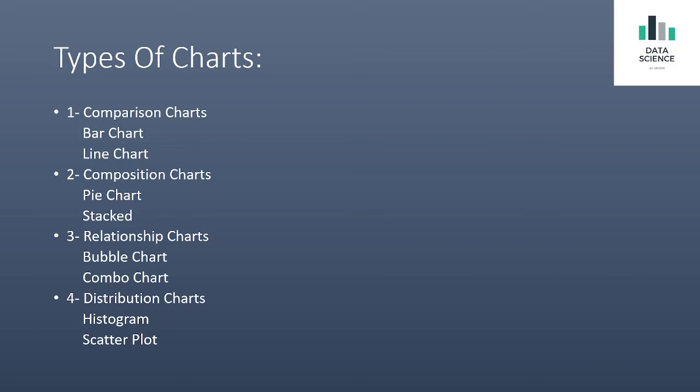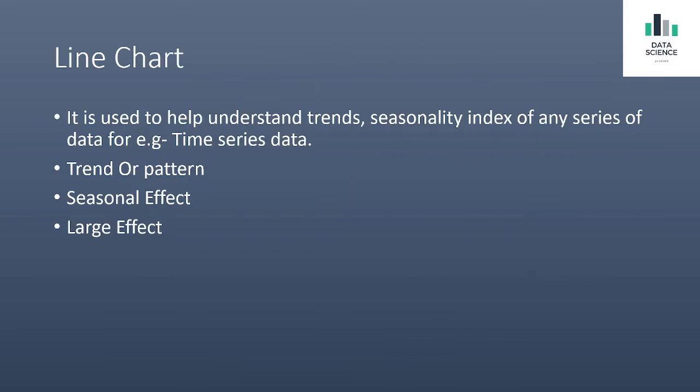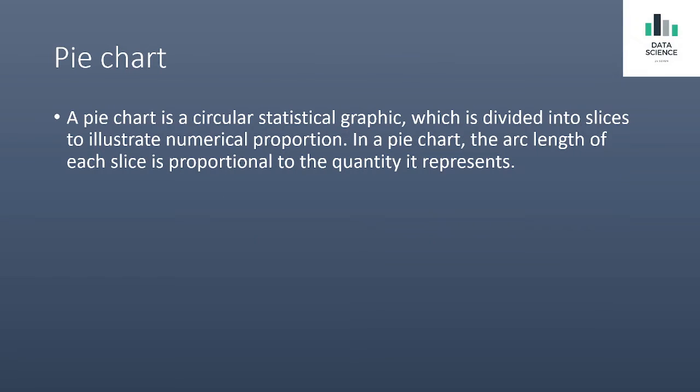Okay. So next type of chart that we have right now is composition chart. So basically two charts, pie chart and stacked bar graph come under this. Pie chart is very simple, like we have gone through that in high school, right? So a pie chart is a circular statistical graphic which is divided into slices to illustrate numerical proportion. In a pie chart, the arc length of each slice is proportional to the quantity it represents.